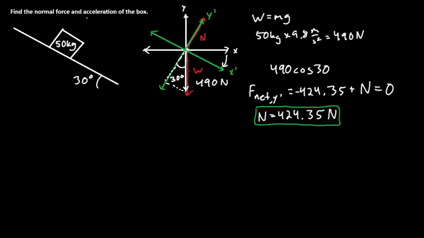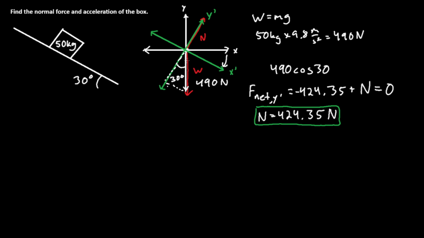Now, we can actually solve for the acceleration. The acceleration of this box is dependent on the x direction. So why is it dependent on the x direction? Well, because this box isn't accelerating through the ground or up into the sky.